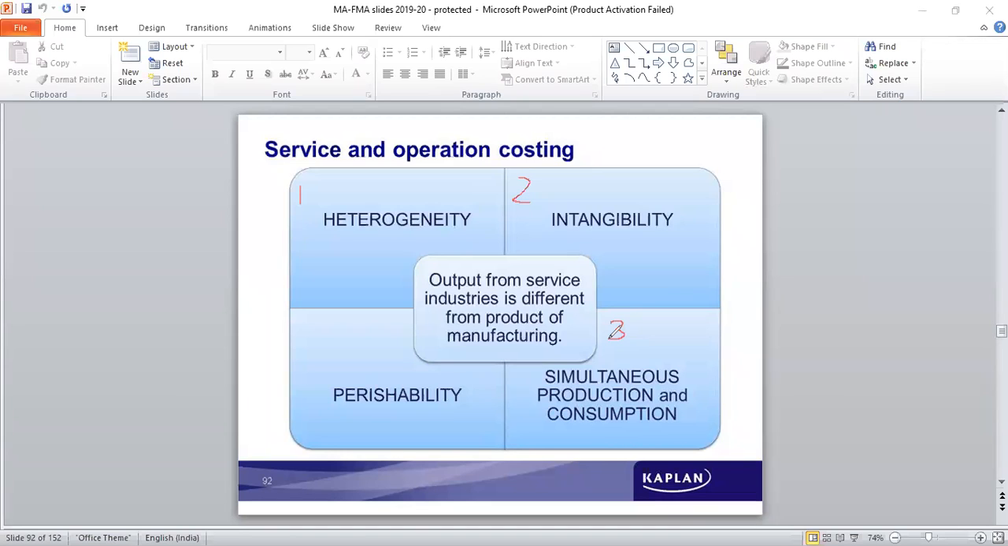But all tangible units which are not sold during a period, they can be carried forward to the next period as the ending inventory, the closing inventory. This closing inventory can be sold in the next period and sales revenue can be generated. So that is the concept of perishability. So we see there are four major points of difference: heterogeneity, intangibility, simultaneous production and consumption. If it is not consumed when it is produced, when it is available, it would perish. It cannot be carried forward to the next period.